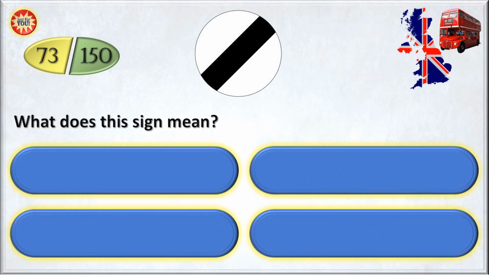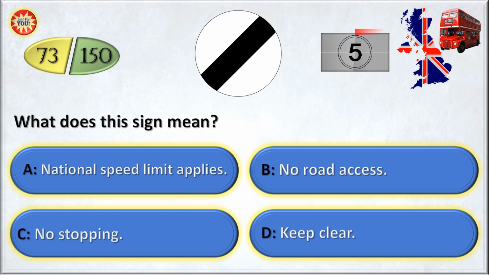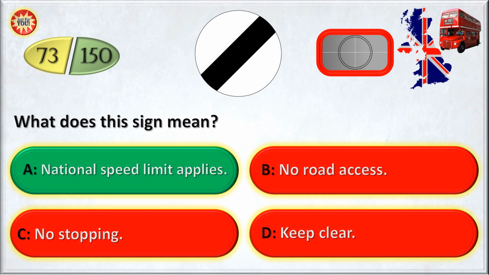What does this sign mean? National speed limit applies. No road access. No stopping. Keep clear. National speed limit applies.